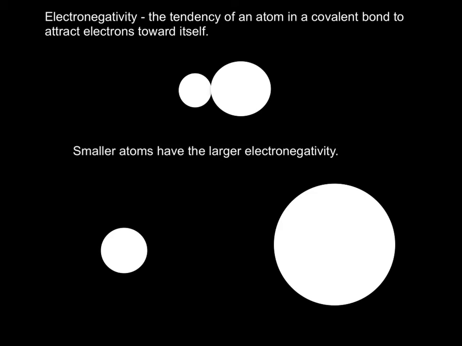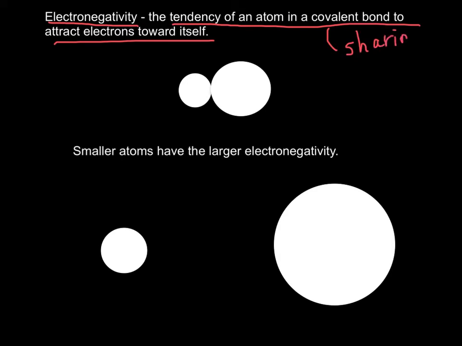So we're going to talk about electronegativity. This is the tendency of an atom in a covalent bond to attract electrons toward itself. We haven't really talked about covalent bonding yet. This is when you have two atoms and they're sharing electrons. Okay, they form a bond by sharing electrons.